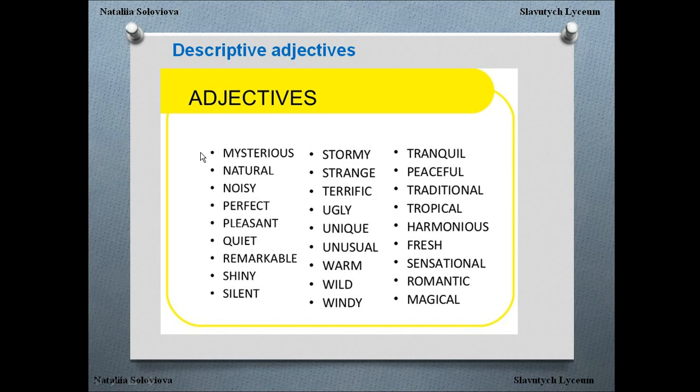Mysterious, загадковий, mysterious. Oh, some places in Kiev are very mysterious. Natural, природний. I don't know if it's good for city or town, but you may write it down. Noisy, галасливий. Big cities are so noisy, but I like them. Perfect, ідеальний, чудовий, прекрасний, доконаний. Pleasant, приємний. There are pleasant places and there are beautiful places or unforgettable places. Quiet, тихий. I live in a very quiet town.